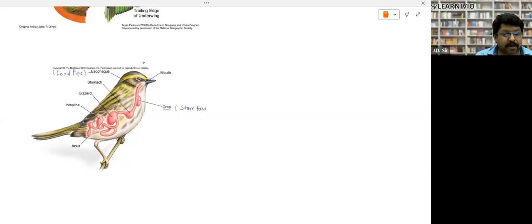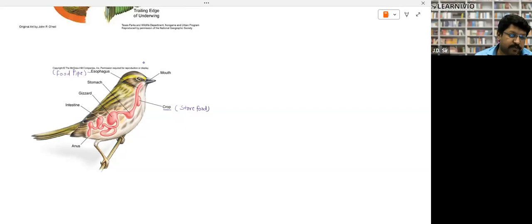So crop is that part where they store food. Sometimes they crush the food, they churn it, right? There is a stomach. So crop is meant for pigeons. Basically, you will see why the pigeon eats small stones. Along with the grains, they eat the stones. The seeds get collected in the crop, and with the help of the stones, they crush the seed, right? Which helps in the digestion. That's why pigeons also eat the stone, right?